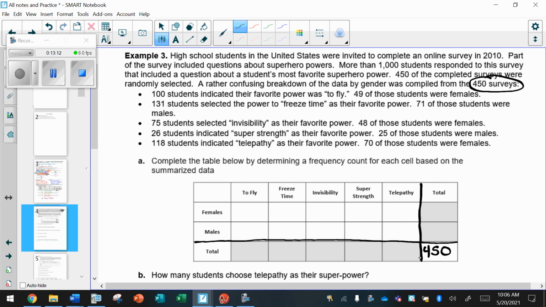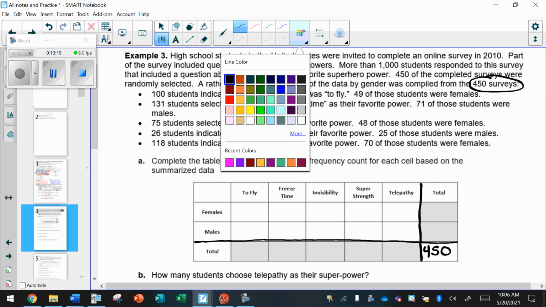So we know our total is 450. Now let's read each of these bullets. Let's see what we can fill in, and then we'll have to just figure out how to find the holes in whatever's left.